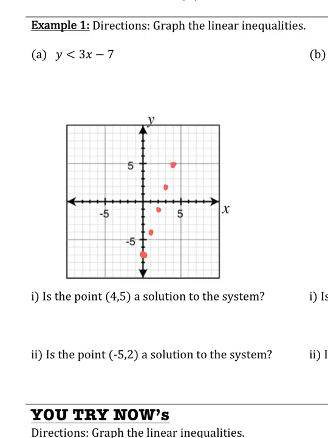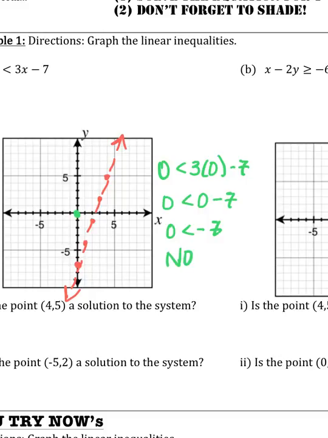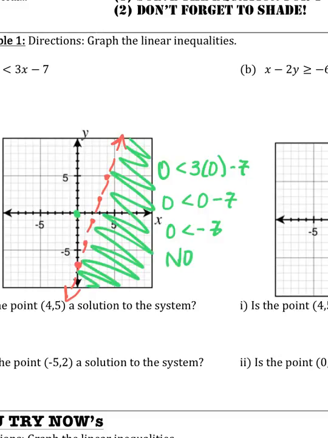Okay, this is y is less than, so it's going to be a dashed line because it doesn't have the or equal to. And then I'm going to test 0, 0. So I have 0 is less than 3 times 0 minus 7. Is 0 less than negative 7? No, so we're going to shade the other side of the line and put an R.